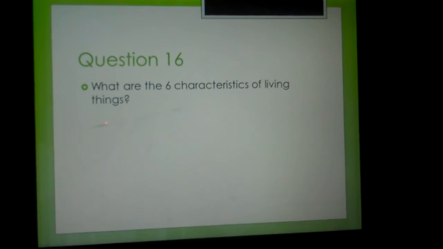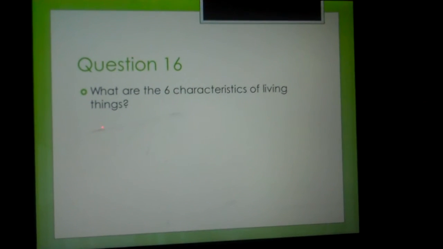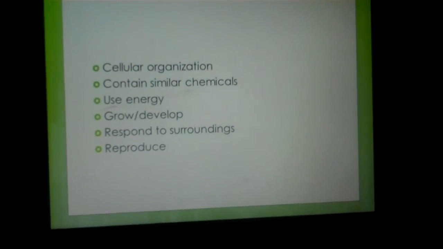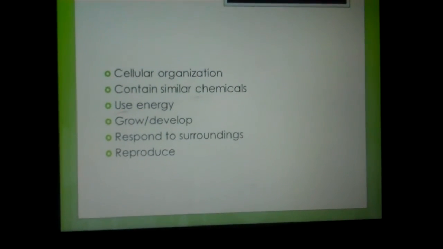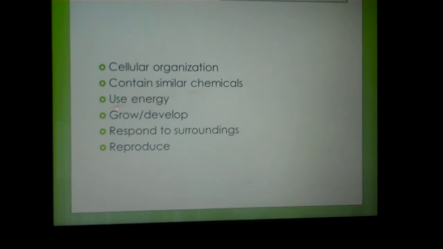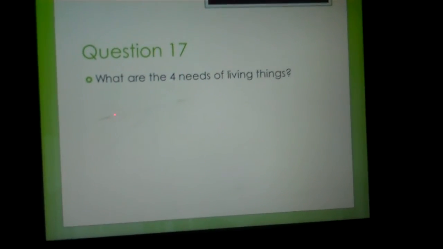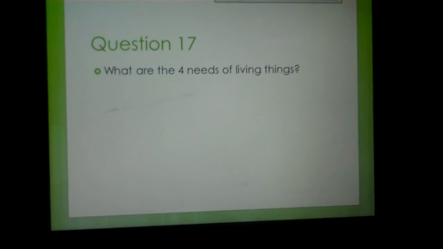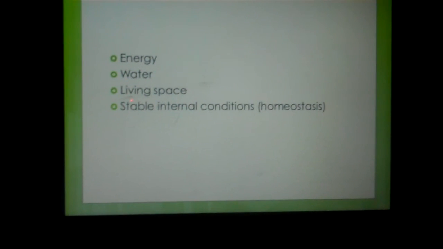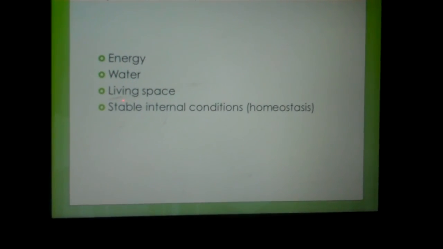Question 16. What are the 6 characteristics of living things? Cellular organization, contain similar chemicals, use energy, grow and develop, respond to surroundings, and reproduce. Question 17. What are the 4 needs of living things? Energy, water, living space, stable internal conditions, also known as homeostasis.